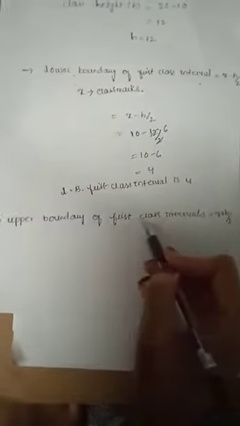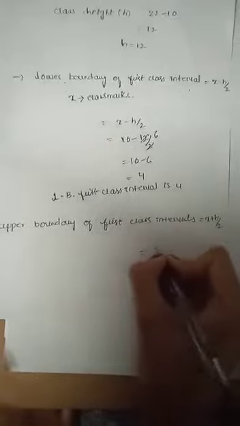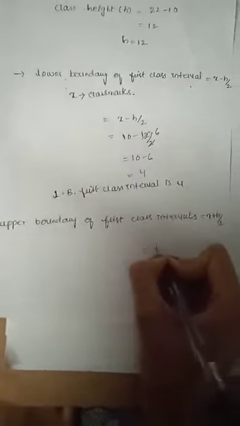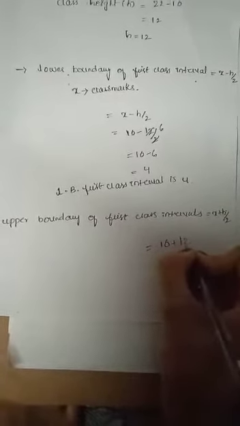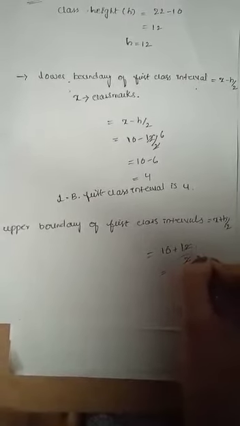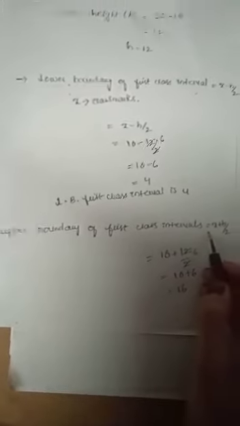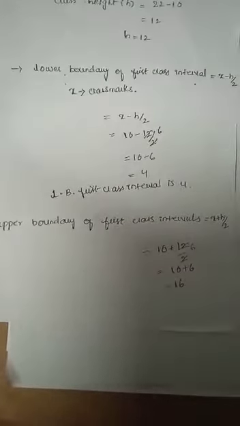Upper boundary of first class interval is equal to x plus h by 2. So what is x? 10 plus h is 12 by 2. So 2 sixes are 12, 6. So 10 plus 6, 16. Upper boundary of first class interval is equal to 16.